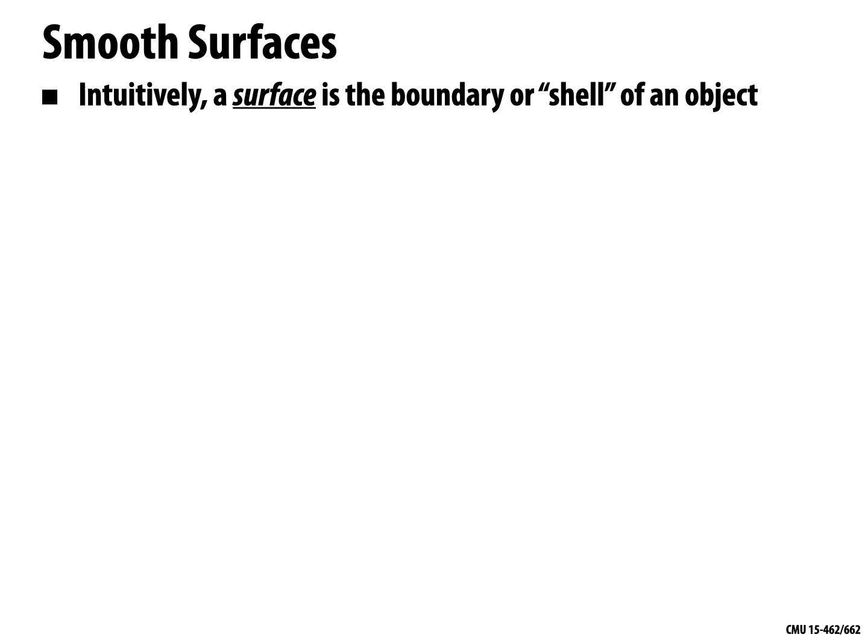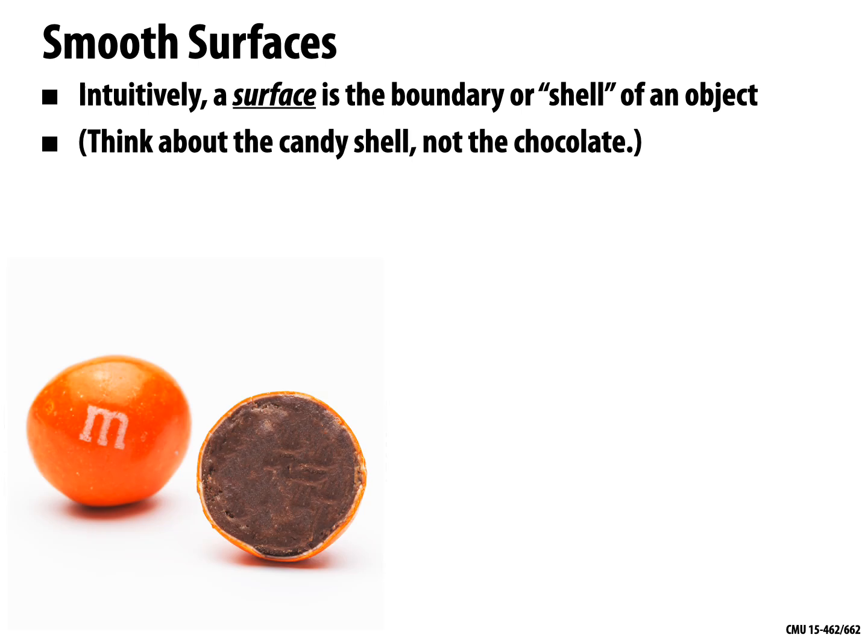Intuitively, one important thing about a surface is that it's capturing the boundary or the shell of an object rather than its interior. So you could think about a candy like an M&M. It has a solid chocolate interior. It has a thin candy shell. When we say surface, we really just mean the shell, not the solid interior.